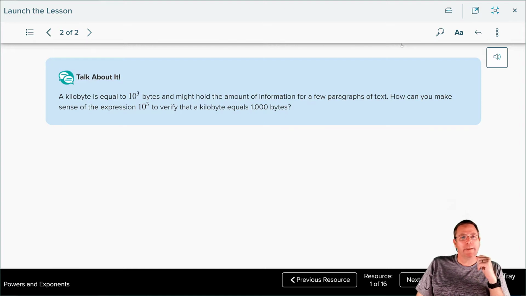Now a kilobyte, that would be equal to 10 to the third bytes, and it might hold the amount of information for a few paragraphs of text, and that's about it. How can you make sense of the expression 10 to the third to verify that a kilobyte equals 1,000 bytes? These are some of the things we're going to learn about as we go through today's lesson.